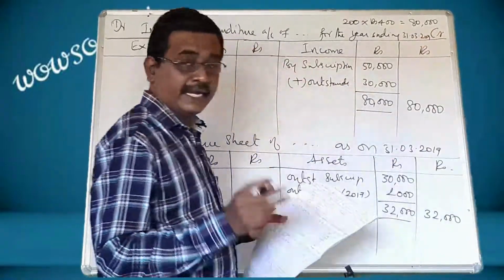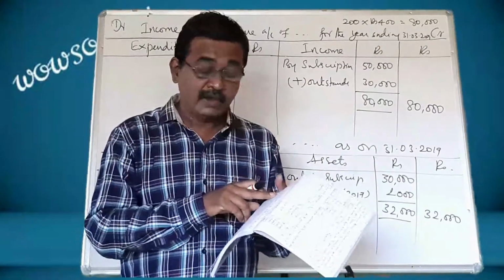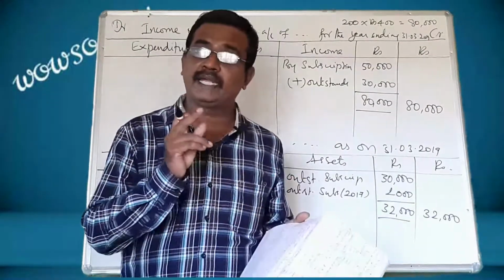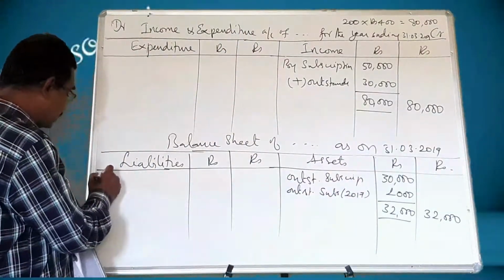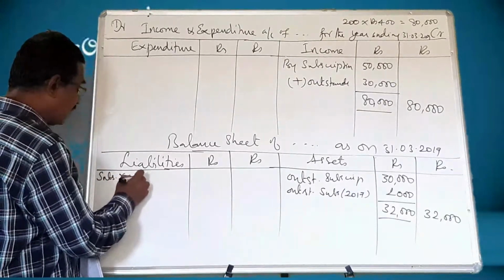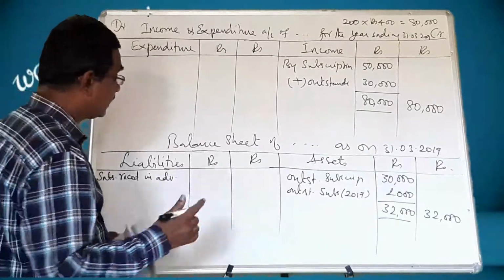See, in the problem, in the receipts and payments account, they have given for the year 2019-20 they have collected 5,000. It becomes a liability. So it should be shown here. How to show? Subscription received in advance is 5,000.